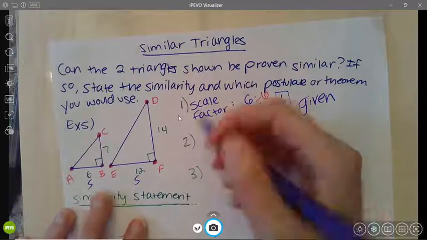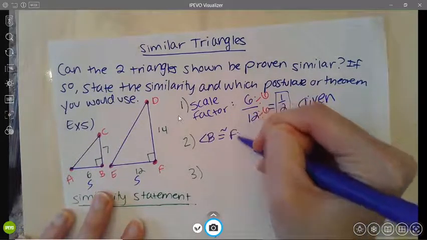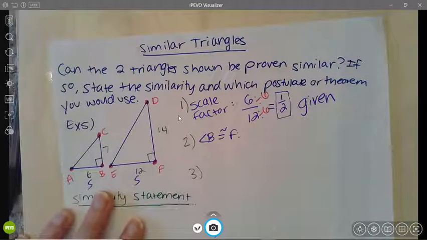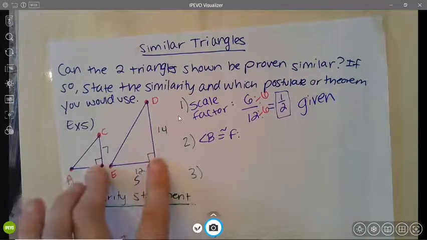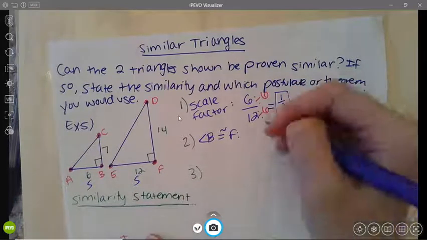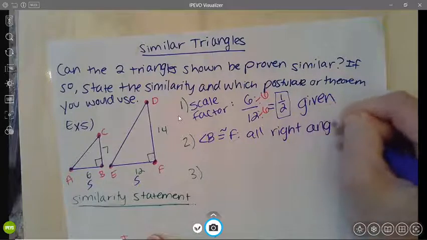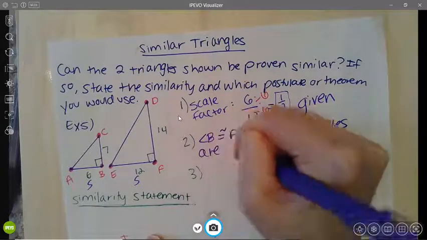So I know that angle B is congruent to angle F, not because it was given to me, but because it was given to me that these are right angles. Okay, the reason why I know they're congruent is because all right angles are congruent.